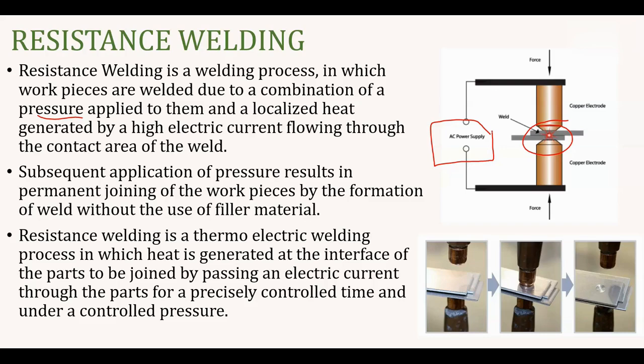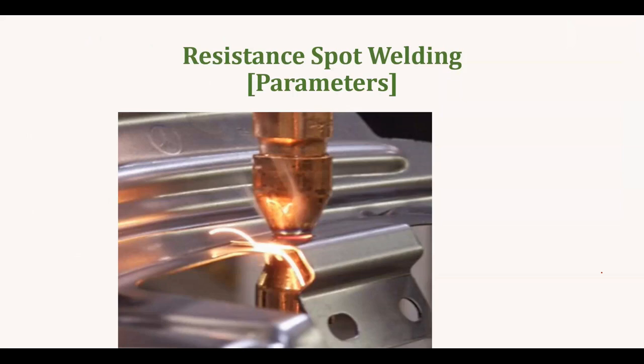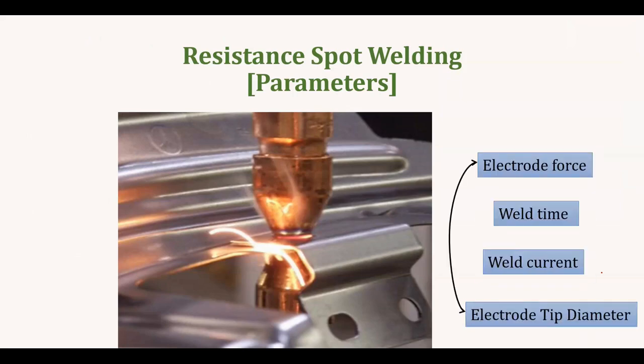So you can see here, first we apply some pressure, then we give the electrical energy and the welding happens. This is the normal principle of resistance welding. This type of welding is mostly used for automobile applications under various parameters. So these are the different parameters of resistance welding.